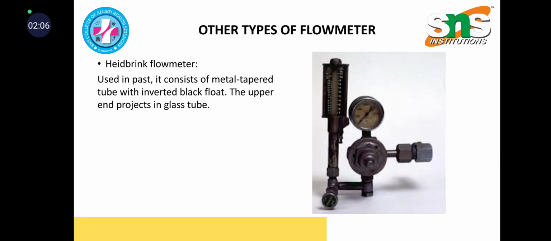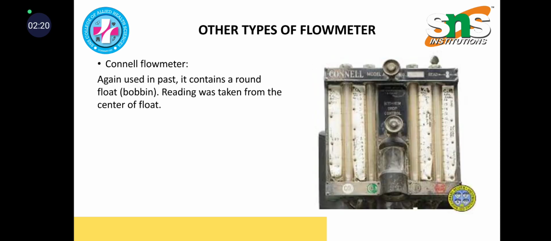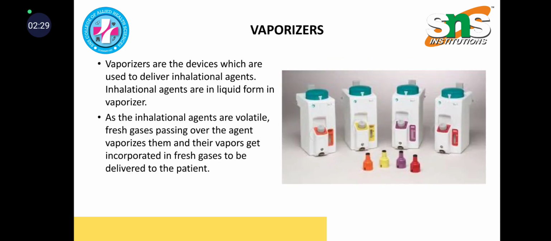Other types of flow meter: we have the Heidbrink spring flow meter. It was used in the past. It consists of a metal tube with an inverted float. The upper end projects in the glass tube. Then we have the Connell flow meter. Again, it was used in the past. It contains a round float bobbin. The reading was taken from the center of the float.